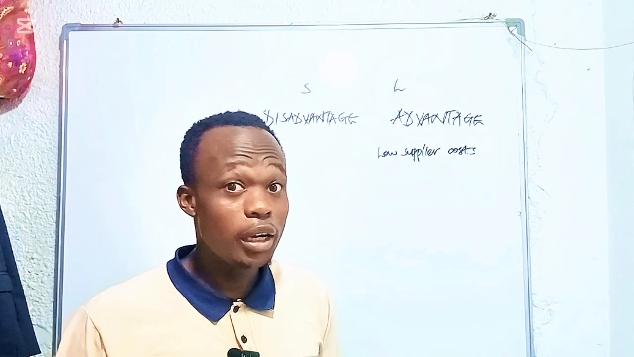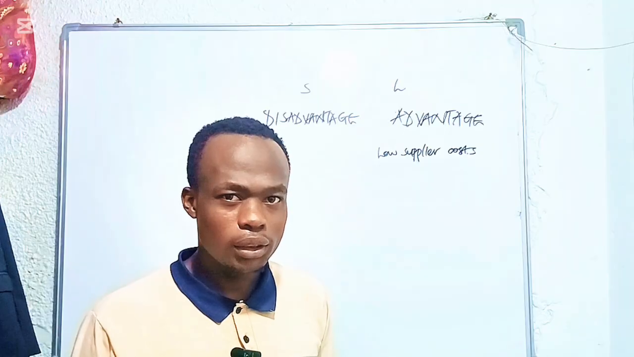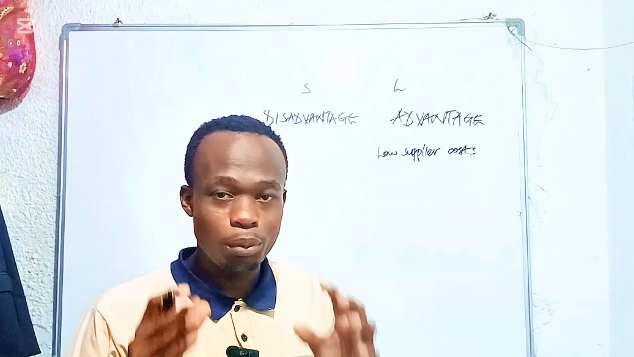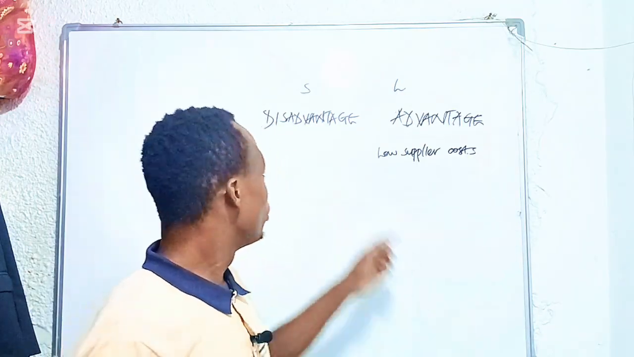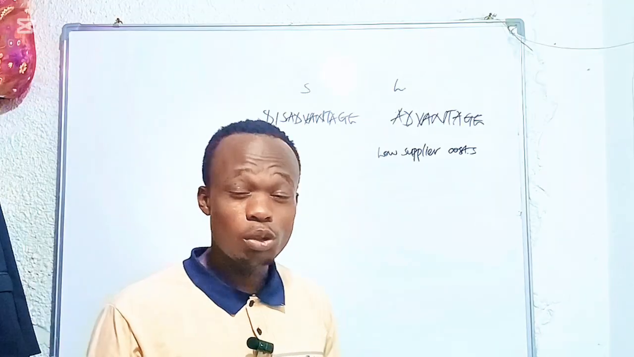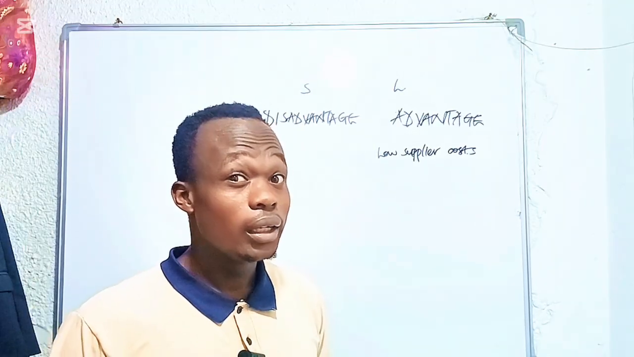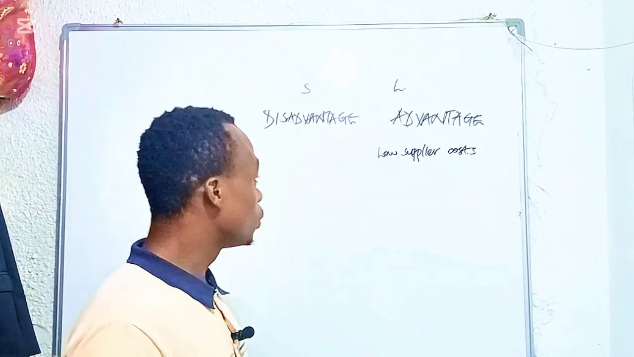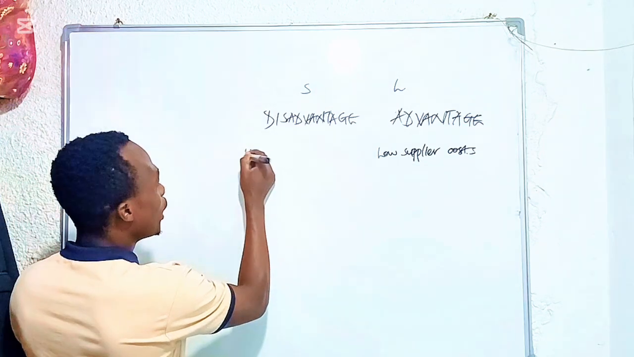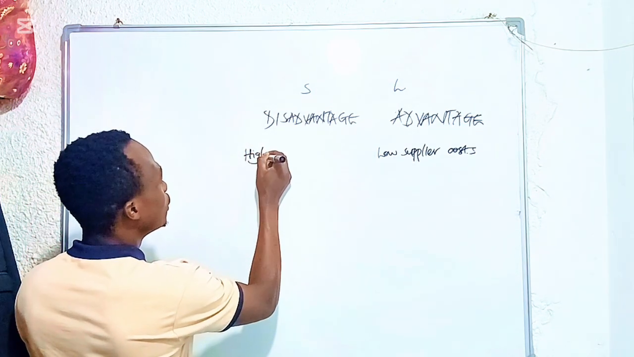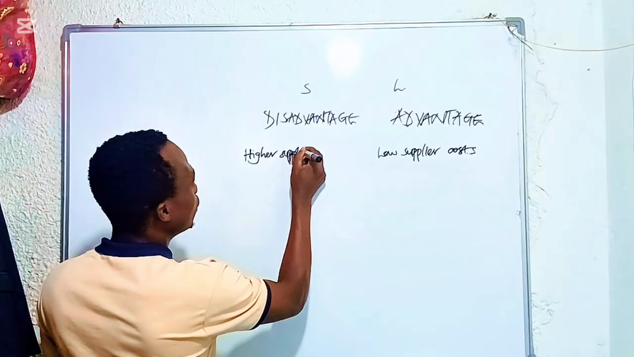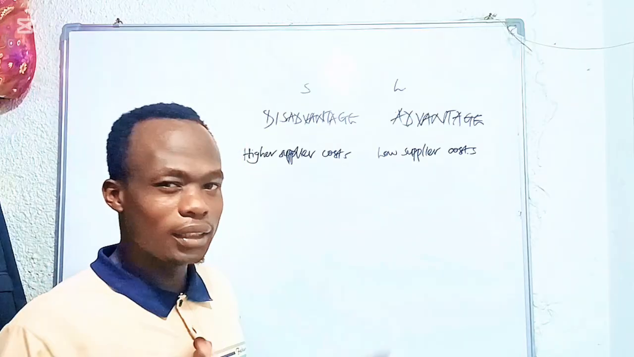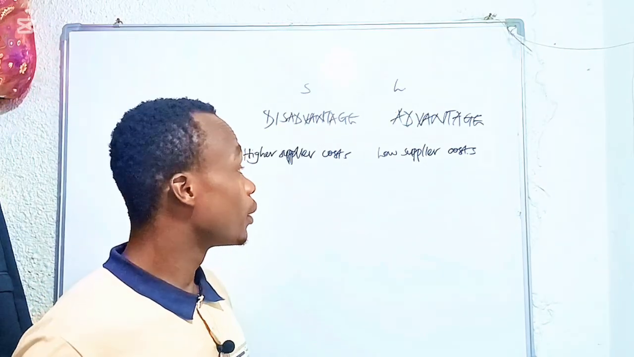And you know very well, any person who buys things in large quantities, from whatever point they are buying, is always given priority and the privilege of big discounts. But a person who is buying things in small quantities is always going to be sold things at a very high price. So this one is going to have higher supplier costs.